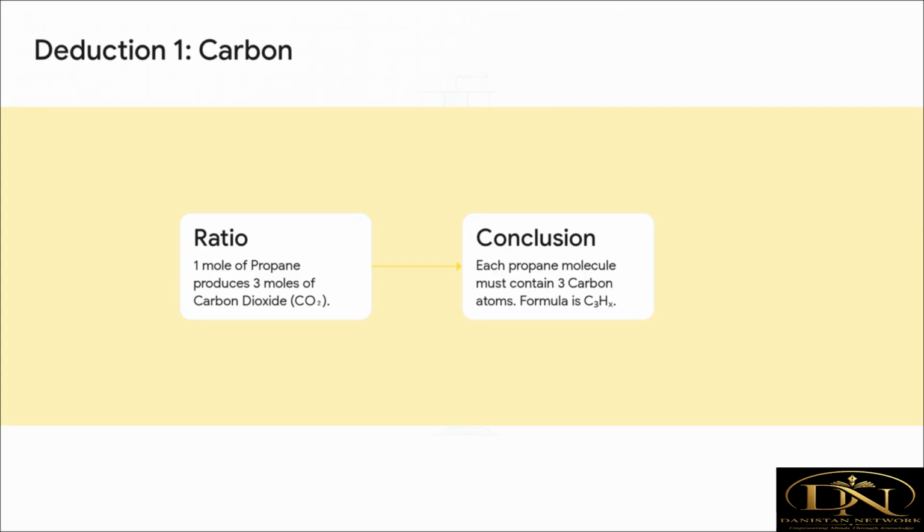Okay, let's start the deduction. We know 1 mole of propane produces 3 moles of carbon dioxide. So where did the carbon in those 3 CO2 molecules come from? It had to come from that one propane molecule. And since each CO2 has 1 carbon atom, our propane molecule must have exactly 3 carbon atoms. Just like that, we have the first part of our formula, C3.